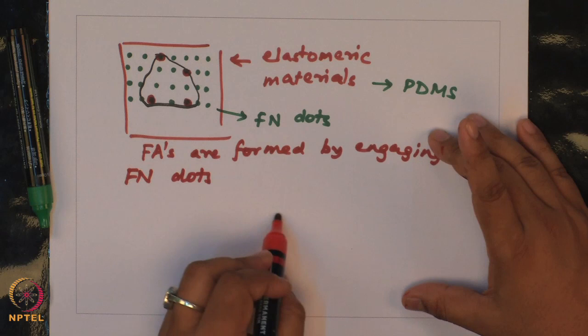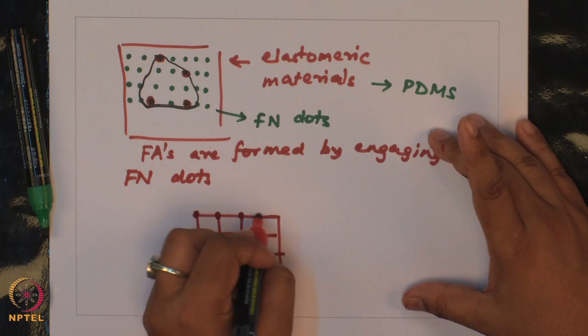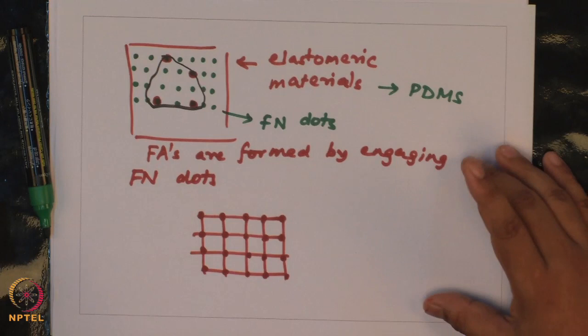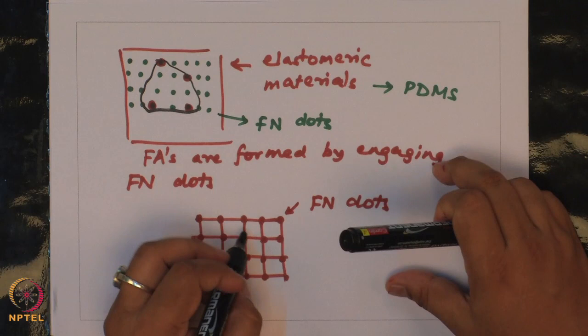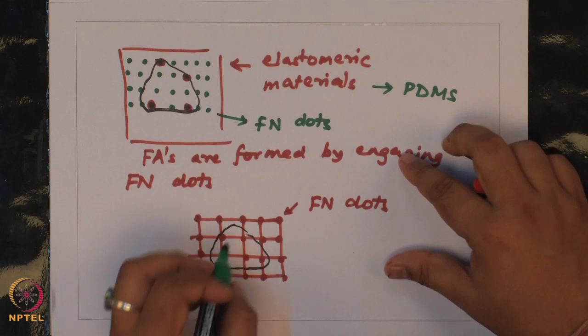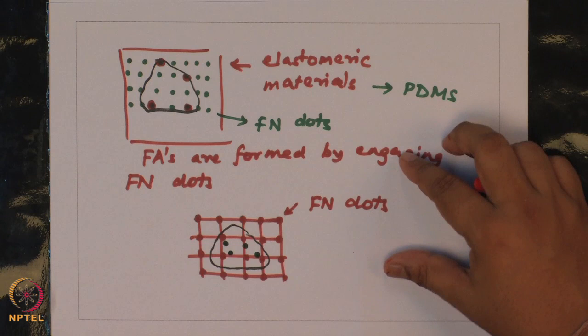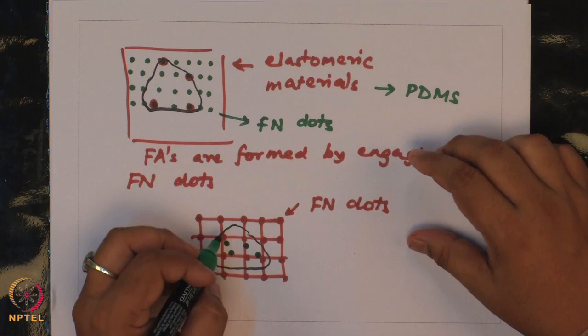Now, what does this setup allow? Imagine you have a grid of fibronectin dots, with a fibronectin dot at each of these corners, and you are tracking the position of these dots. Now let me draw the outline of a cell. Under some condition, with the green dots I have shown the deformed position of some of these red dots. The way I have drawn it is intentional.